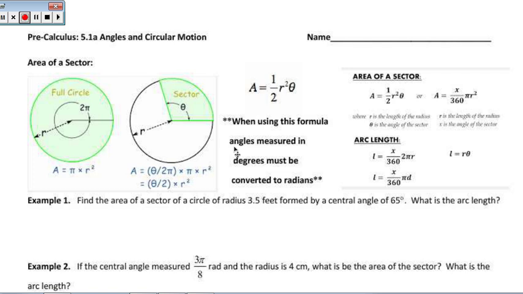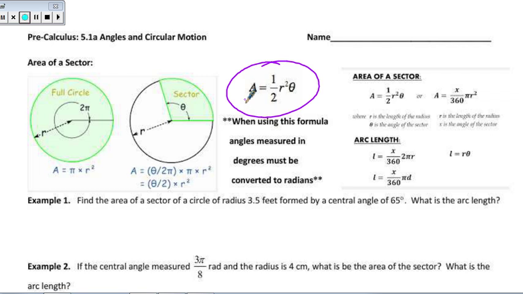Okay, today we're going to continue with 5.1. We're going to talk about some more things with angles and then some circular and linear motion. The first thing we're going to talk about is the area of a sector. A sector is just a piece of the entire area of the circle. We're going to be using this formula here.